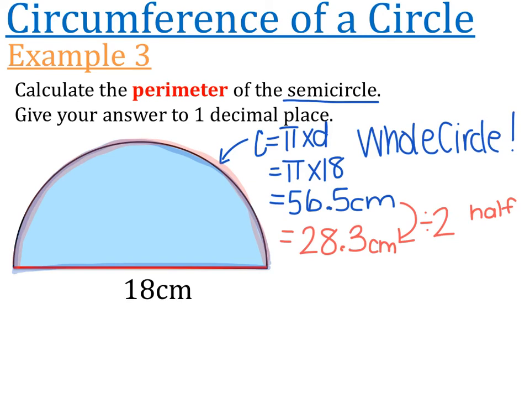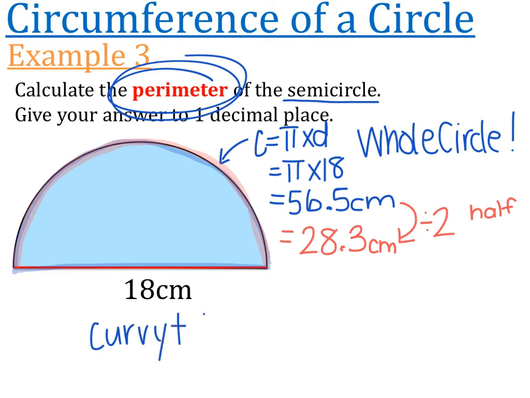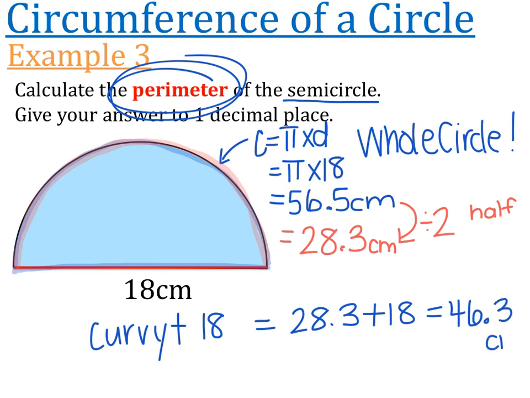So to get from one side of the curvy bit to the other, it's 28.3, but we want the perimeter. The perimeter goes all the way around. So that means we need the curvy bit plus the 18 centimeters. So the perimeter is going to be 28.3 plus the 18 centimeters across the bottom. So 28.3 plus 18 gives us 46.3 centimeters. Okay, and that is the question done.